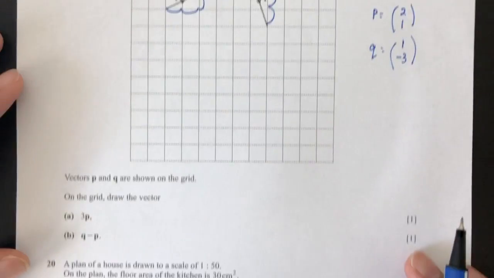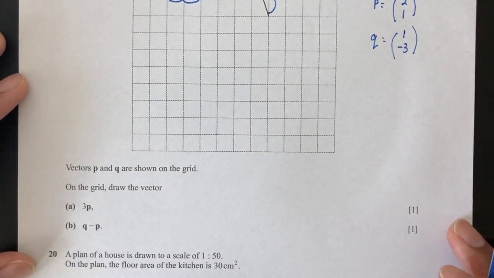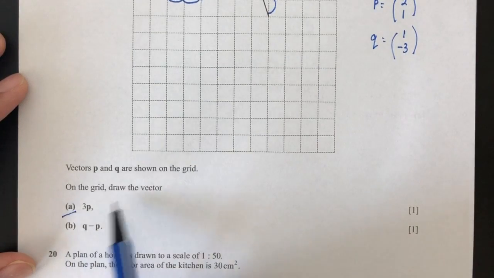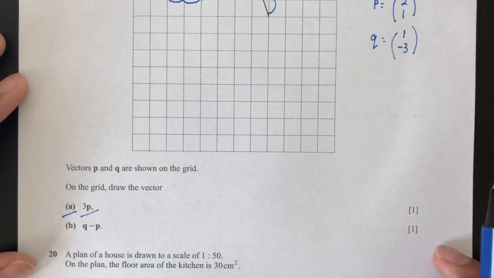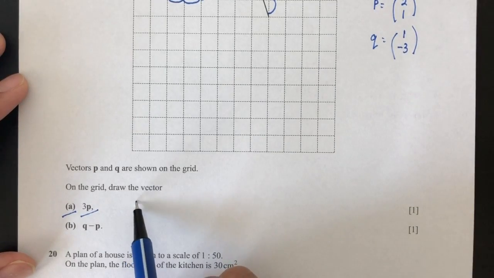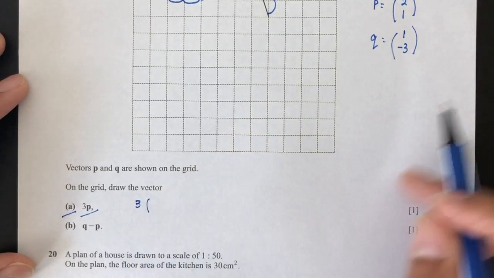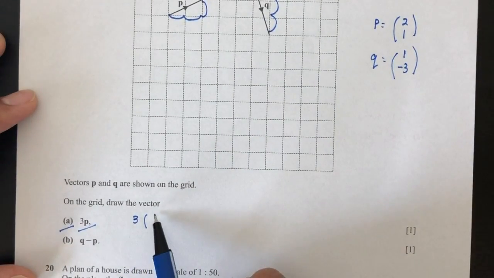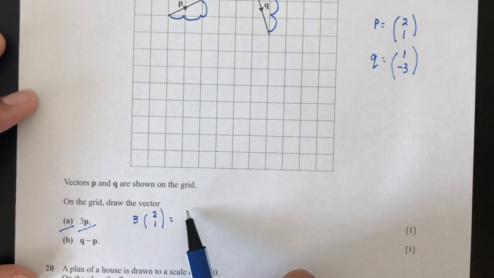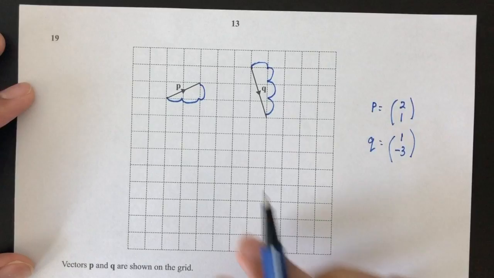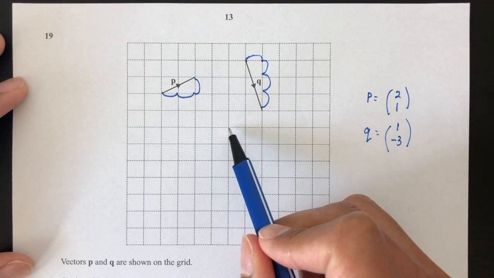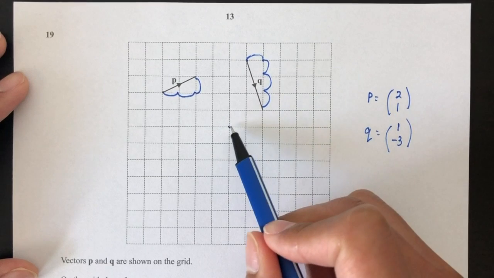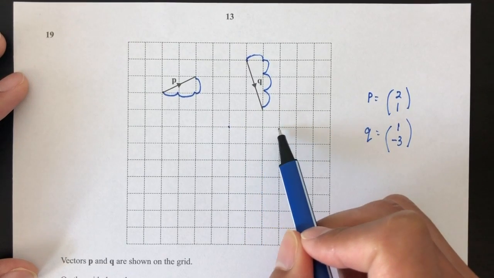So vectors p and q are drawn on the grid. So you have to draw it actually. Draw 3p. So 3p will be 3 times p, which is 3 times 2, 1. That will be 6, 3. So let's draw it. We can draw on this line too, but if you can draw anywhere else, let's do that. So 6, 3 starts here. 1, 2, 3.